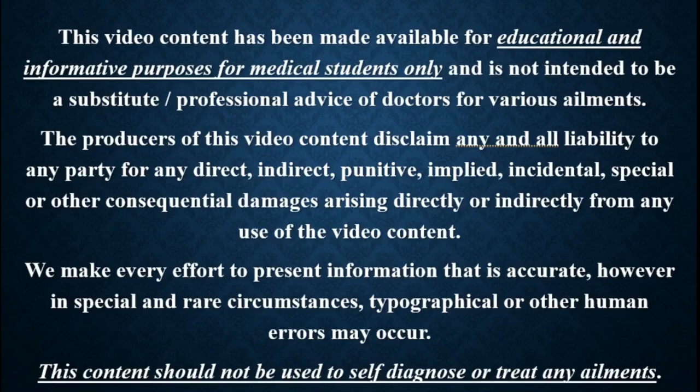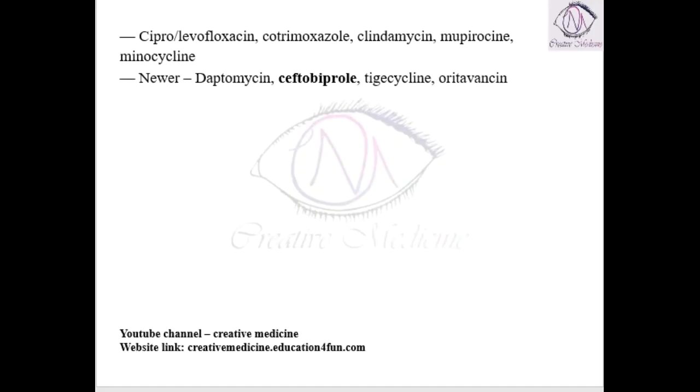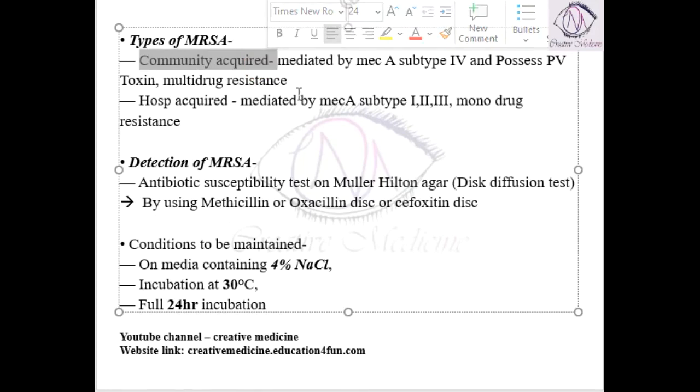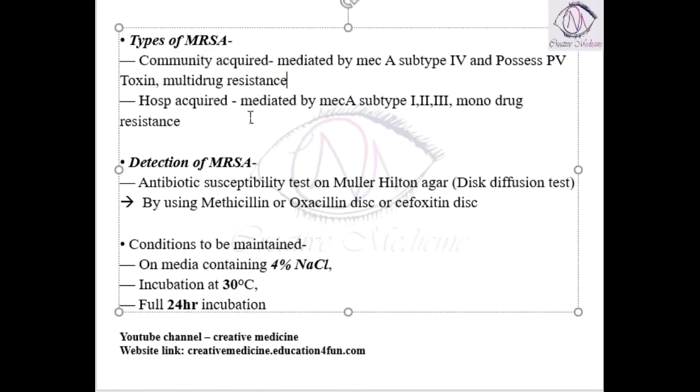In this lecture, we will learn about types of methicillin-resistant Staphylococcus aureus. Methicillin-resistant Staphylococcus aureus is divided into mainly two types. We have community-acquired methicillin-resistant Staphylococcus aureus and also hospital-acquired methicillin-resistant Staphylococcus aureus.